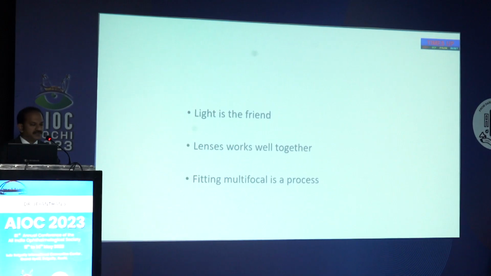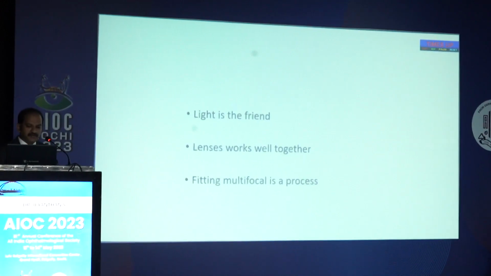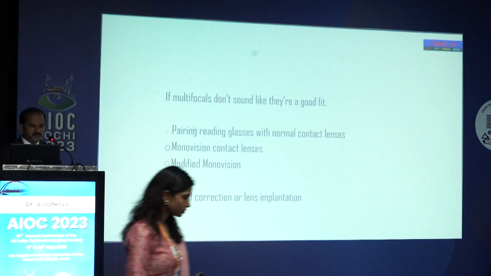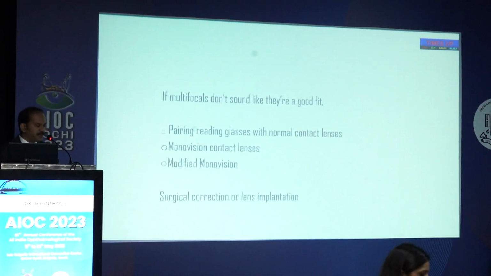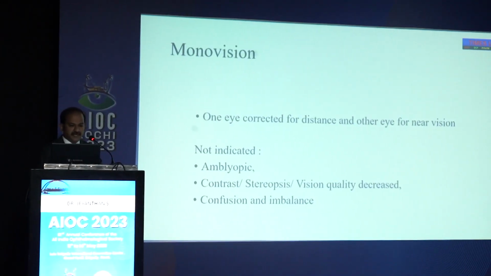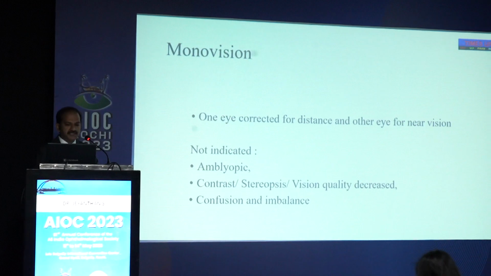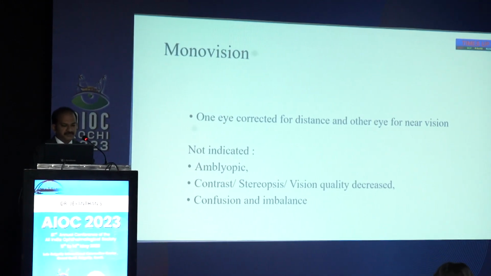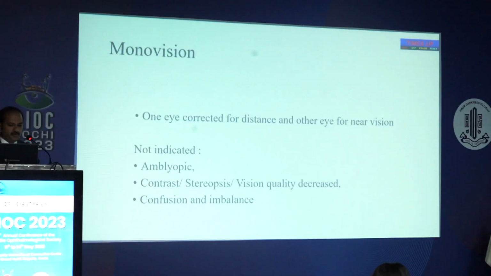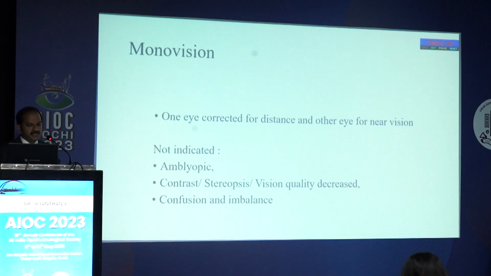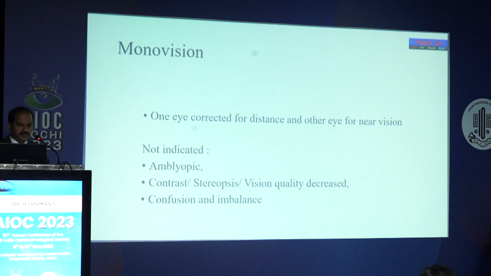And fitting multifocal is a process. It's not like any other one, glasses or something. You need to really spend chat time with the patient both during and after the dispensing. If multifocal doesn't suit, we have other options which we are going to discuss later. And monovision, here one eye is corrected for distance and the other eye for near. It's not indicated when the patient has got amblyopia or reduced contrast stereopsis. And if there is a vertical muscle imbalance, definitely it is not going to be a choice.